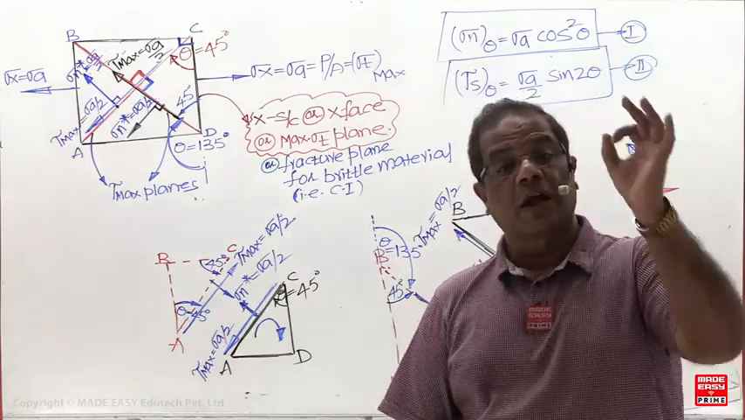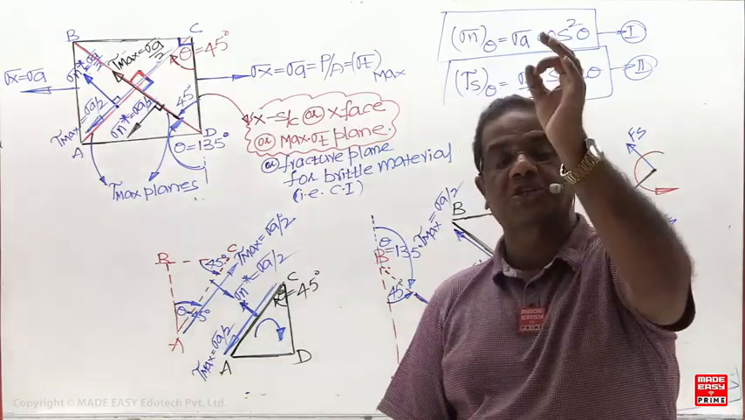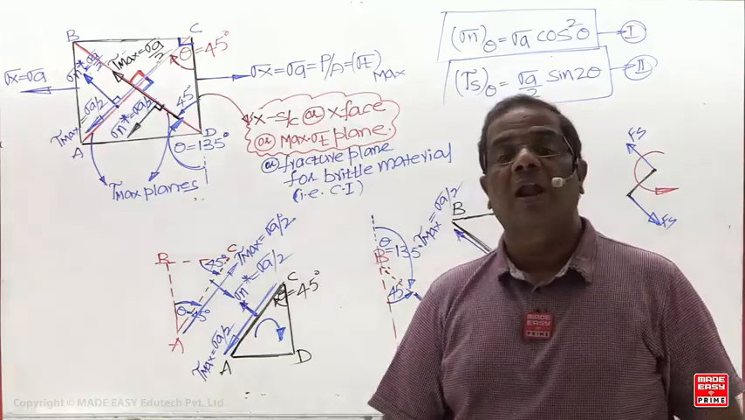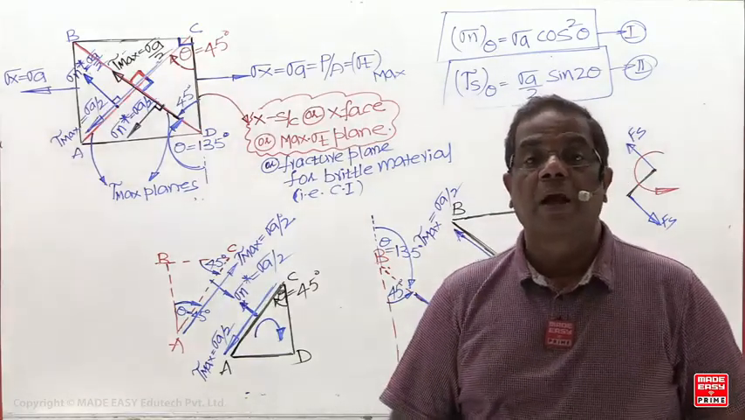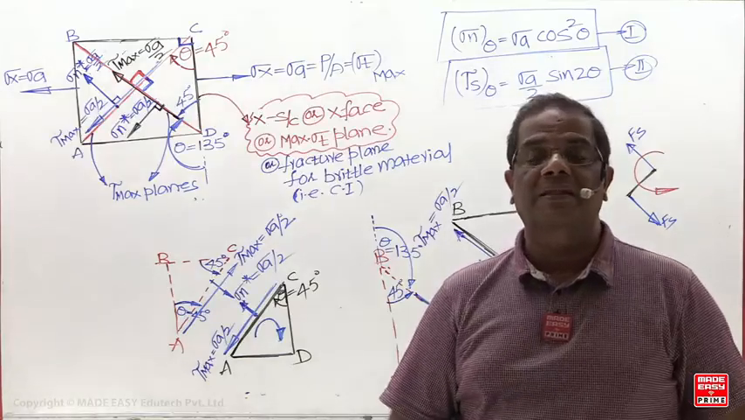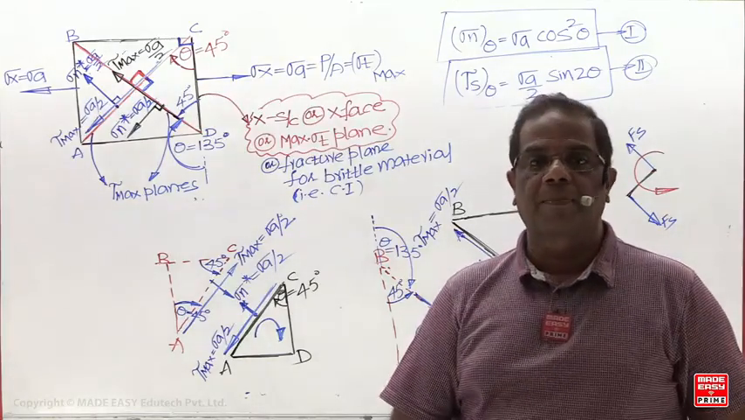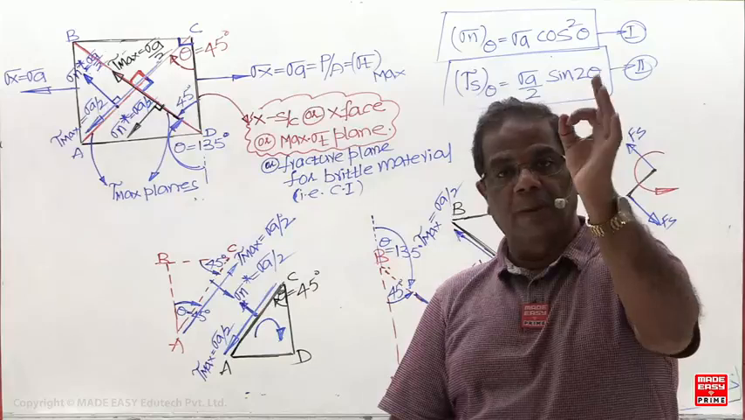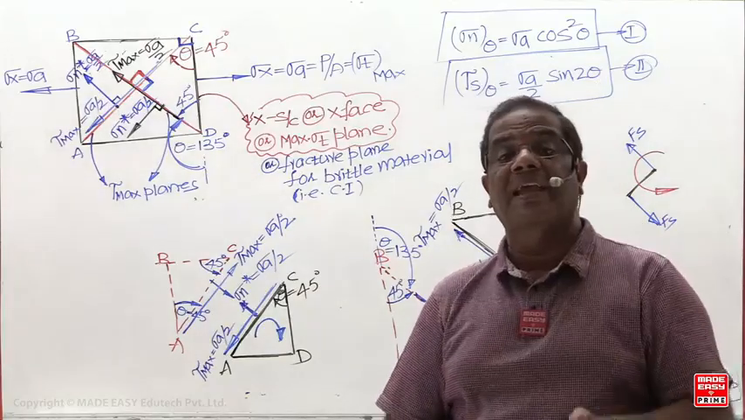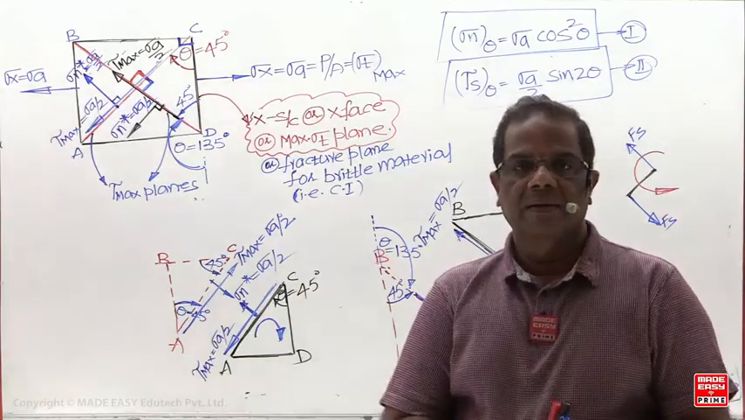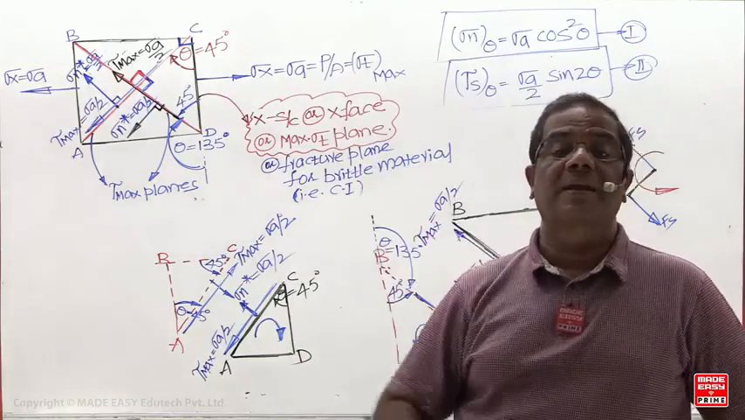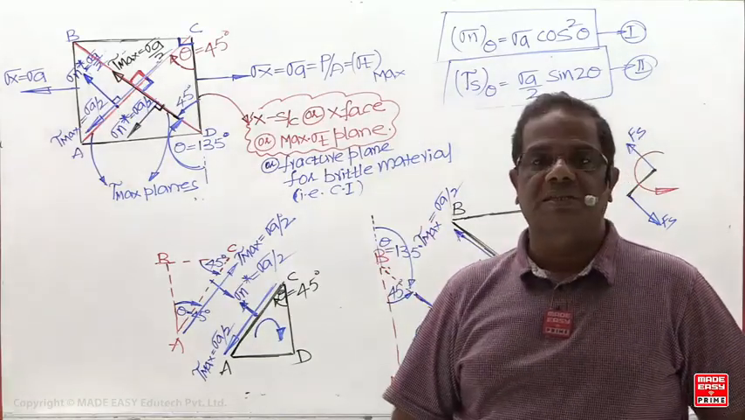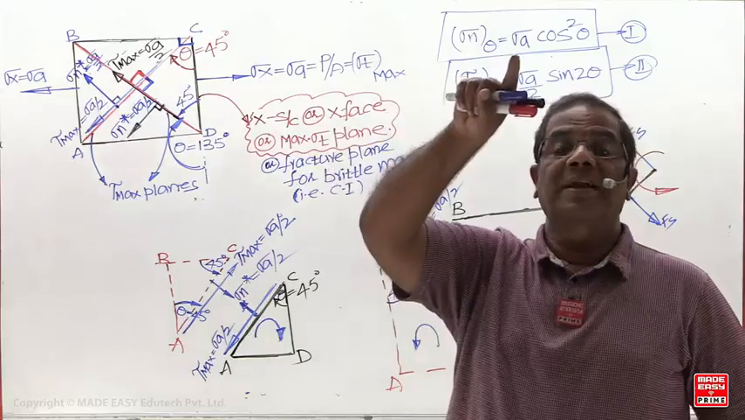But always on two mutually perpendicular planes, shear stresses are going to be equal, unlike. What is the other name for mutually perpendicular planes? Complementary planes. Then shear stresses on two mutually perpendicular planes are called what? Complementary shear stress.